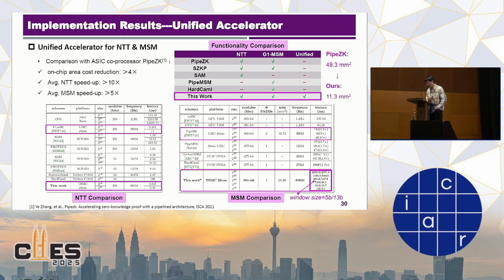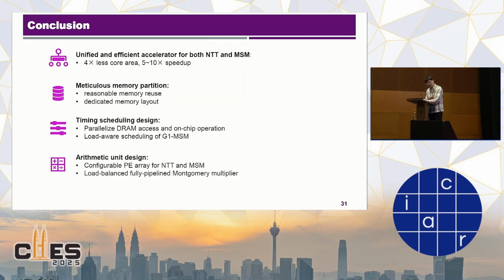We evaluate the overall architecture for the functionality comparison. Our accelerator supports both NTT and MSM with a unified method, which leads to 4 times less area cost compared to PipeZK. For the NTT and MSM comparisons, our work also achieves notable speedups, while also maintaining high area efficiency.